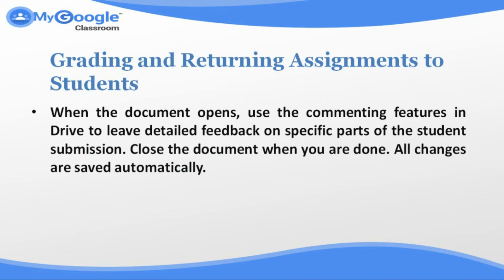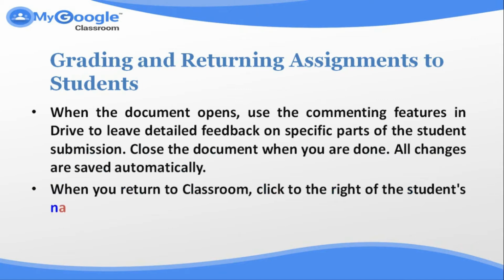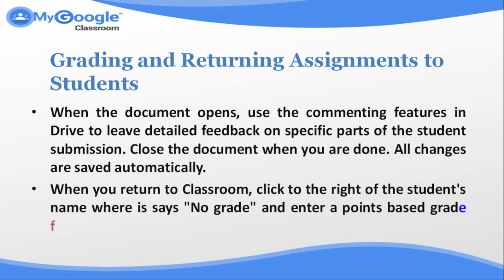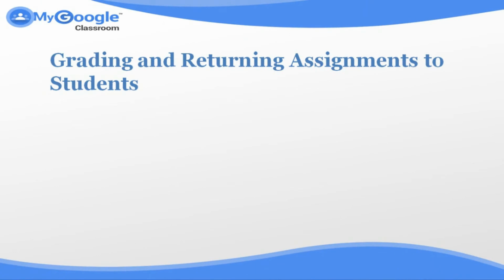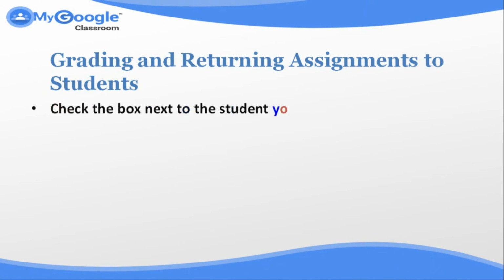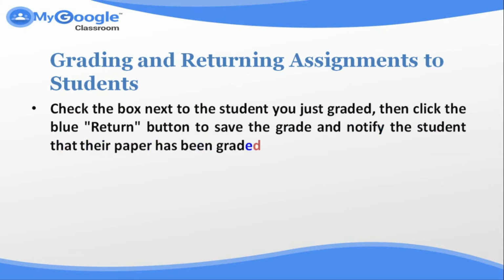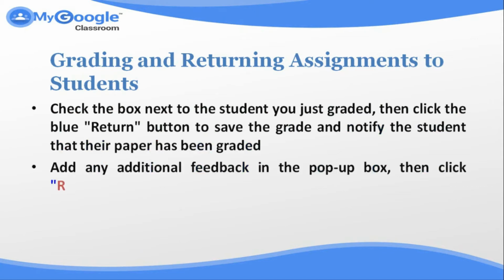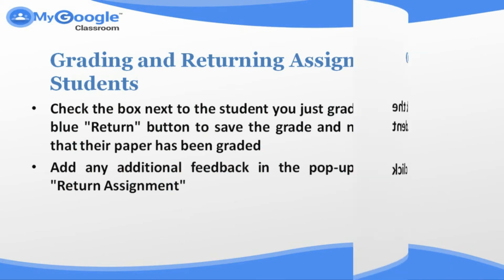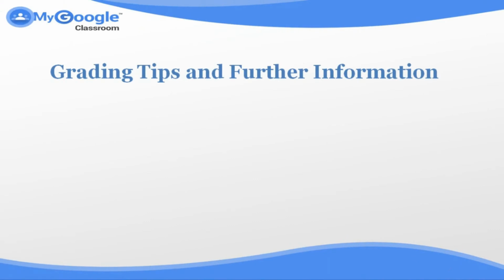All changes are saved automatically. When you return to Classroom, click to the right of the student's name where it says No Grade and enter a point-based grade for the assignment. Check the box next to the student you just graded. Then click the blue Return button to save the grade and notify the student that their paper has been graded. Add any additional feedback in the pop-up box. Then click Return Assignment.